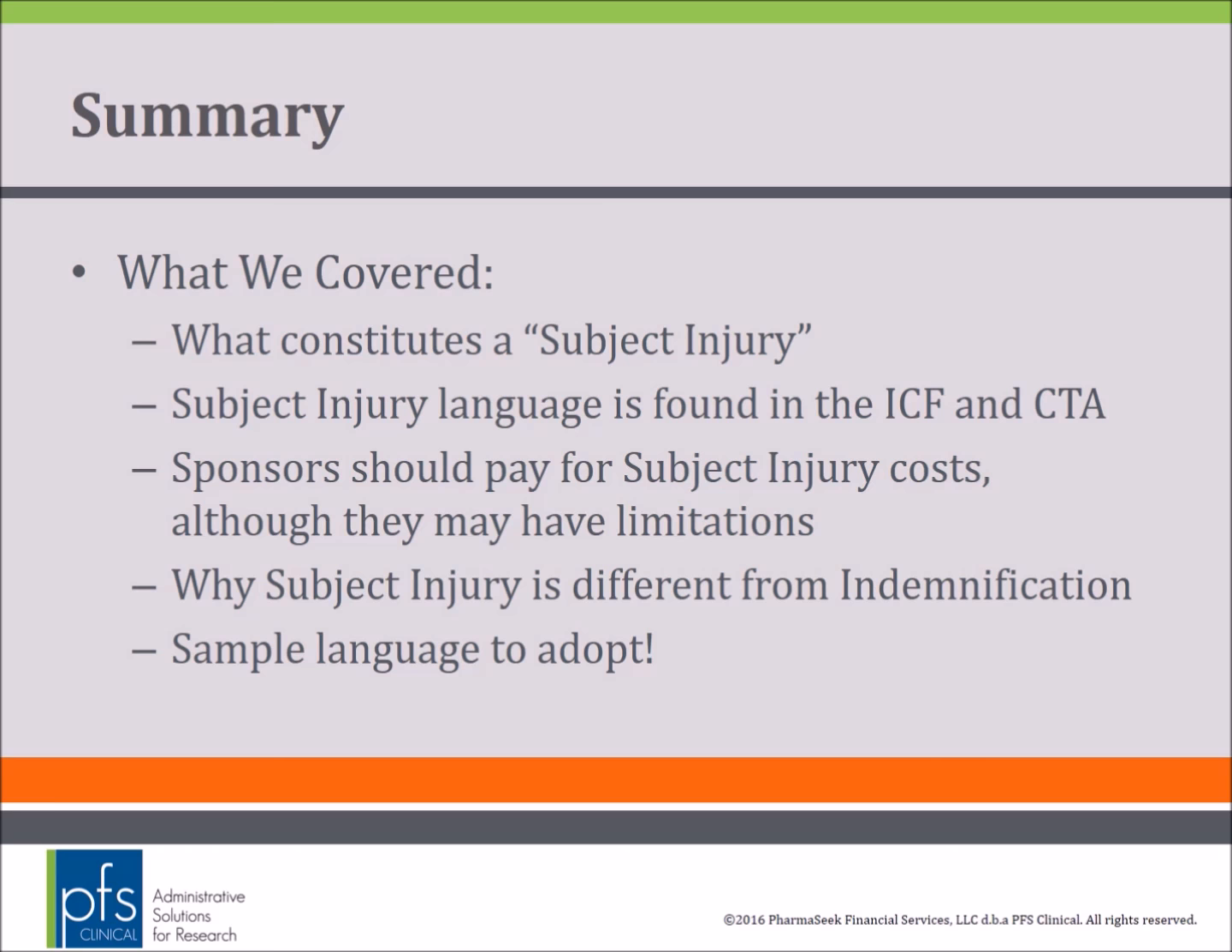That creates quite a bit of arguments during negotiations, but the ultimate rationale is that it's your study and the study subjects are volunteering. So that is it for subject injury.